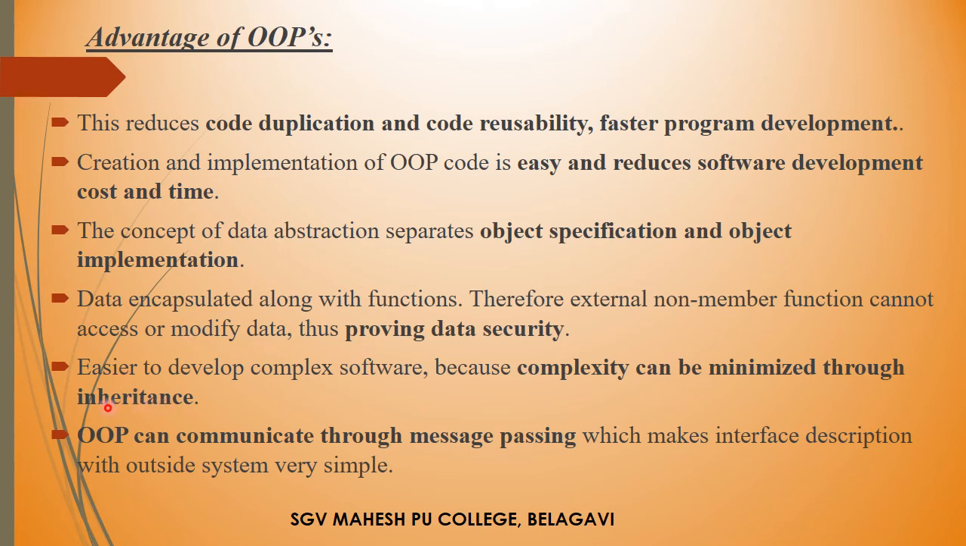The other advantage is inheritance, where we can easily develop complex software, because complexity can be minimized with the help of inheritance. Now OOPS can communicate through message passing, which helps to describe interfaces with outside systems in a very simple manner. So with the help of objects, we can interact with other programs easily.